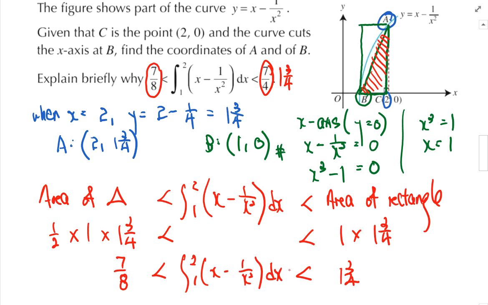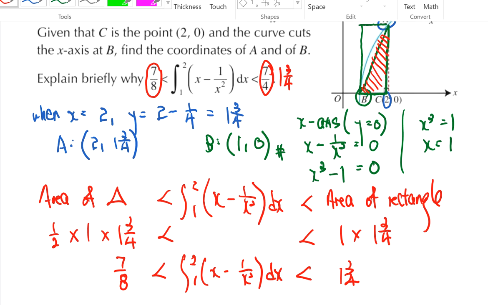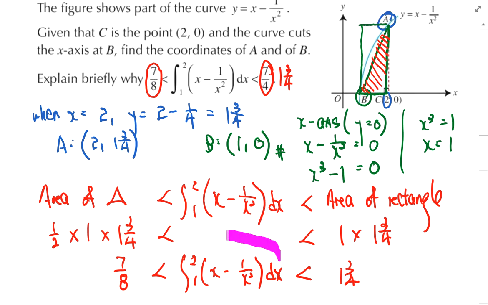Then you will ask me, teacher, what if I actually find the actual value of this whole area in red and show that it's between those two answers? Well, I won't say it's exactly wrong, but this will be a better method to show. All right?